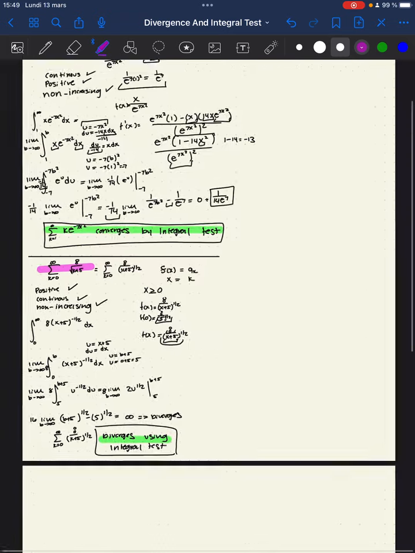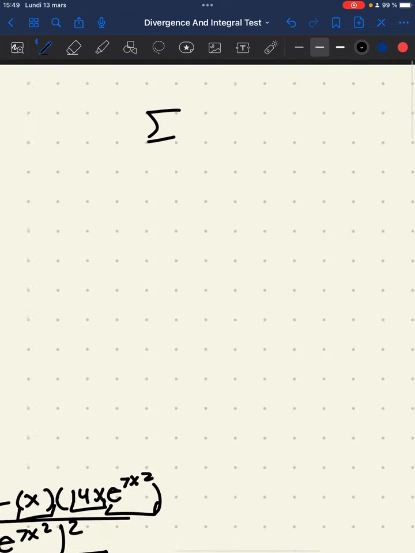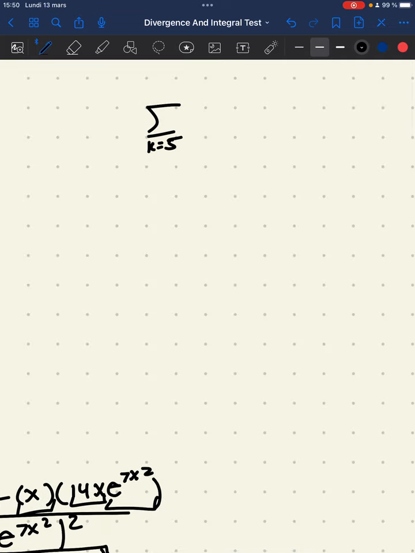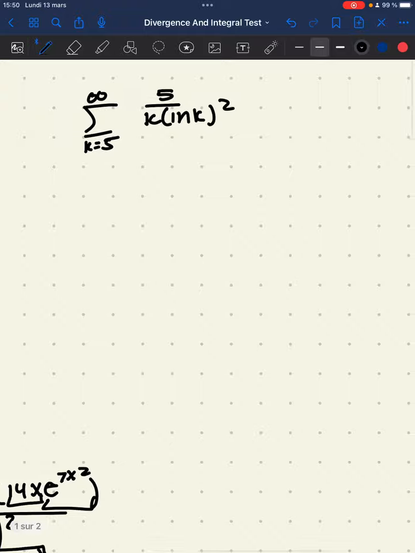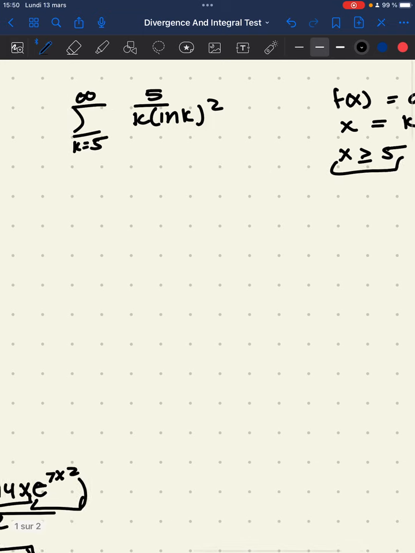Okay, yeah, here's a nice one. So the series, oh my bad, series starting at k equals 5, so starting at 5, that goes on to infinity, 5 over k ln k squared. Now your interval for this, oh yeah, you gotta remember, your f of x function will mimic your series, and your x will mimic your k. Therefore, your k will be greater than or equal to 5. That'll be your interval.